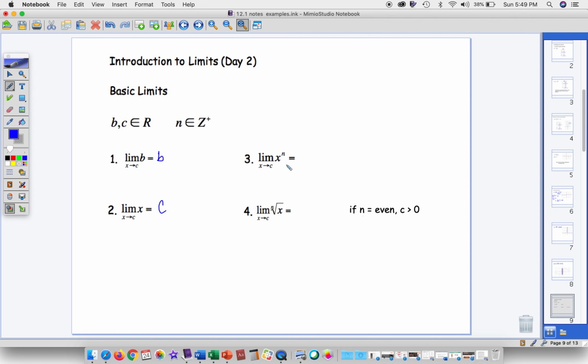The limit of x to the n as x approaches c. Again, c could be any value, so this would just be c to the n. The limit of the nth root of x as x approaches c would just be the nth root of c. And that's if n is even and c is greater than 0, of course. We can only take the even root of a positive value.